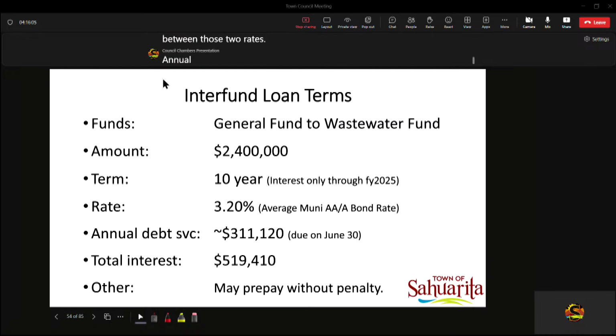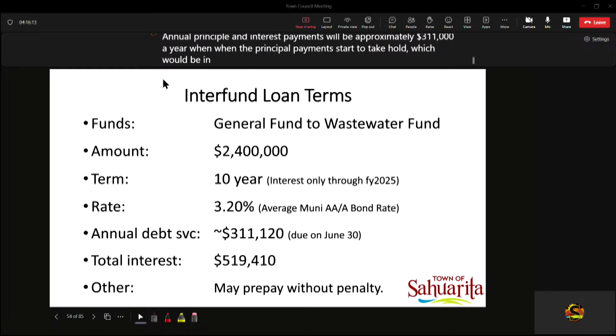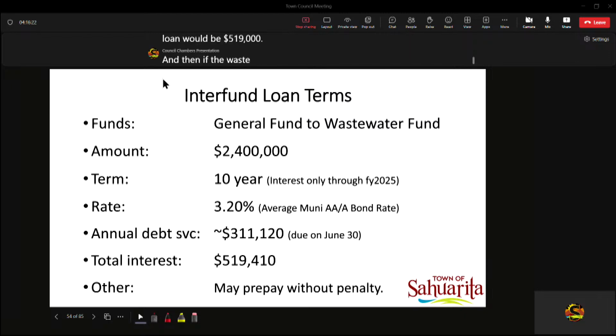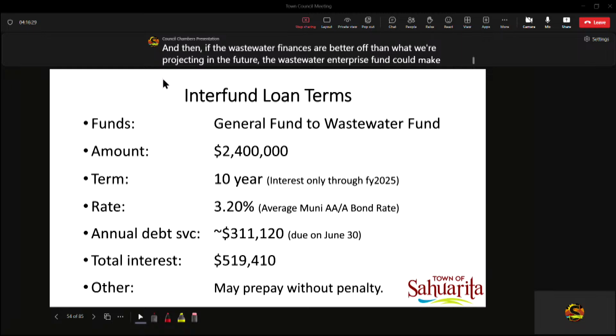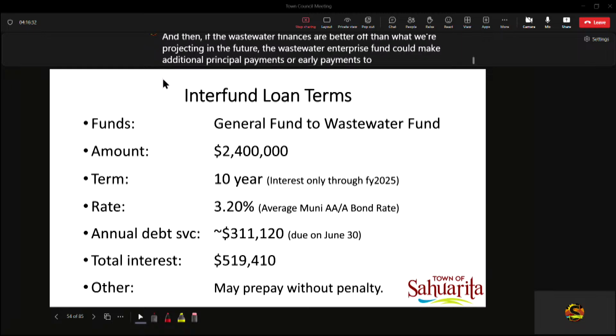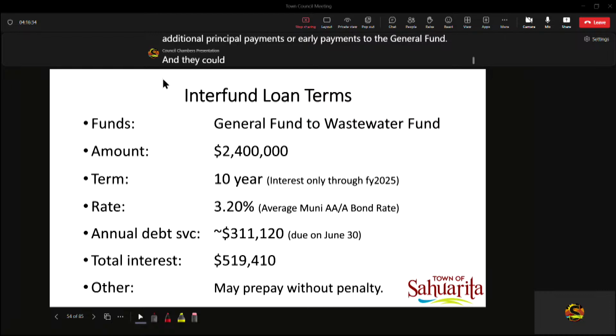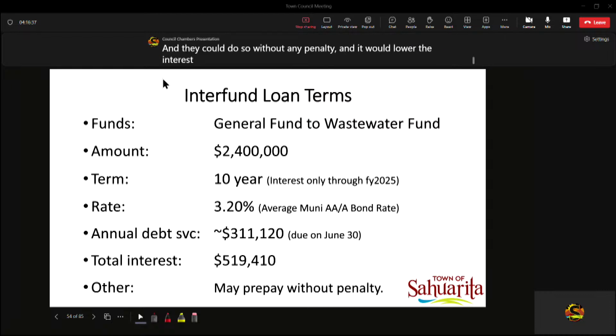Annual principal and interest payments will be approximately $311,000 a year when the principal payments start to take hold, which would be in fiscal year 2026. And then total interest over the life of the loan would be $519,000. And then if the wastewater finances are better off than what we're projecting in the future, the wastewater enterprise fund could make additional principal payments or early payments to the general fund, and they could do so without any penalty, and it would lower the interest costs in the future. So that's what we're proposing for the interfund loan.